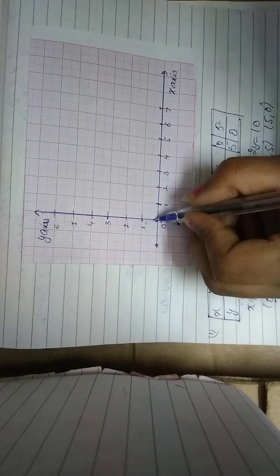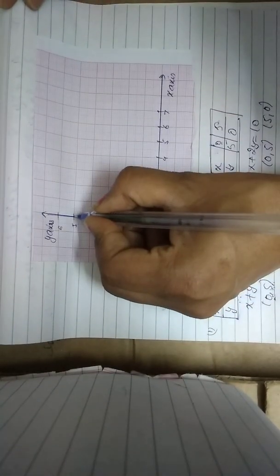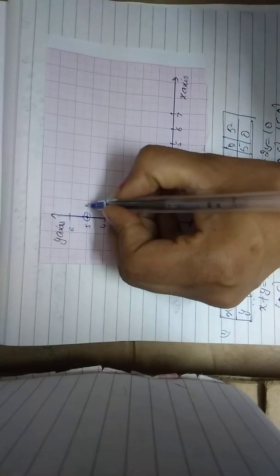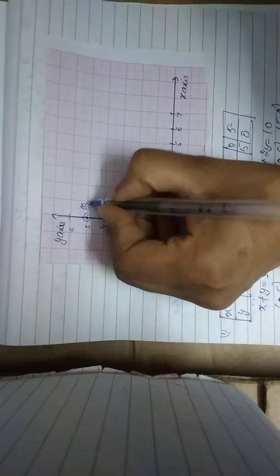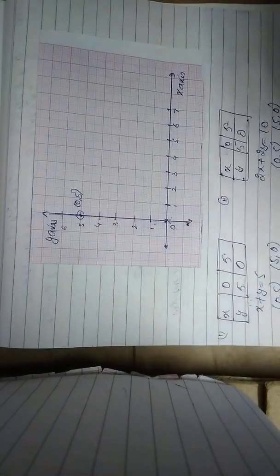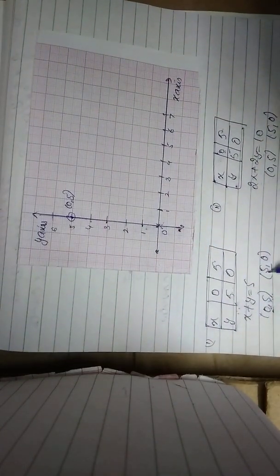5 is positive, so go upward: 1, 2, 3, 4, 5. Here is our coordinate. This coordinate is (0, 5), x is 0, y is 5. Now, the second coordinate is (5, 0). (5, 0) means x is 5, y is 0.